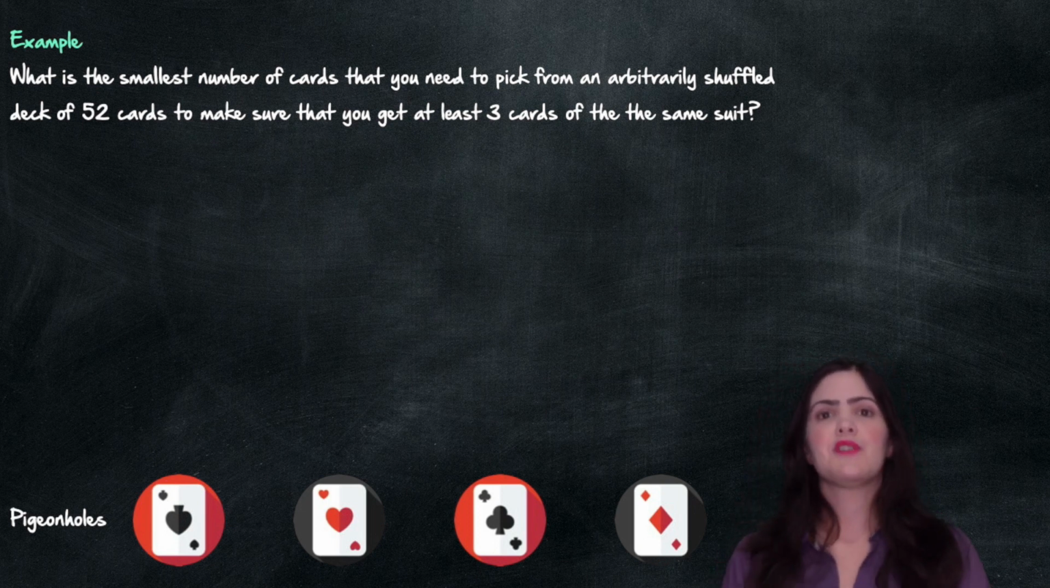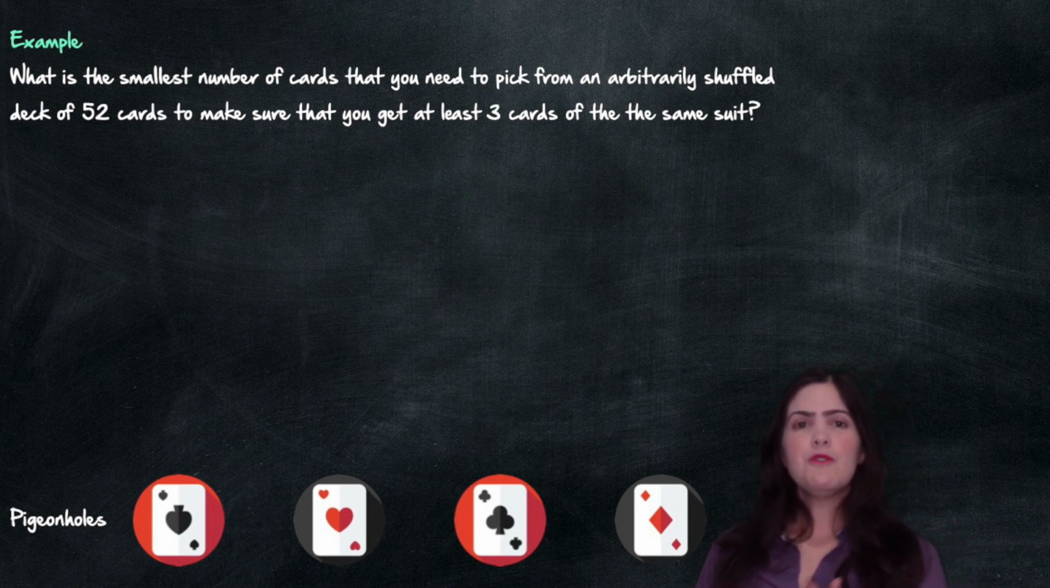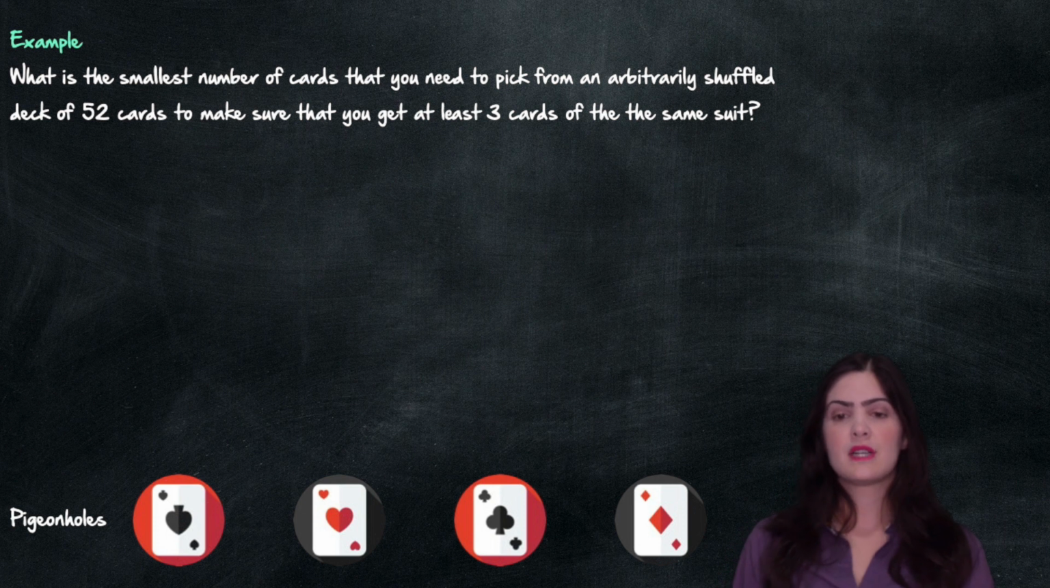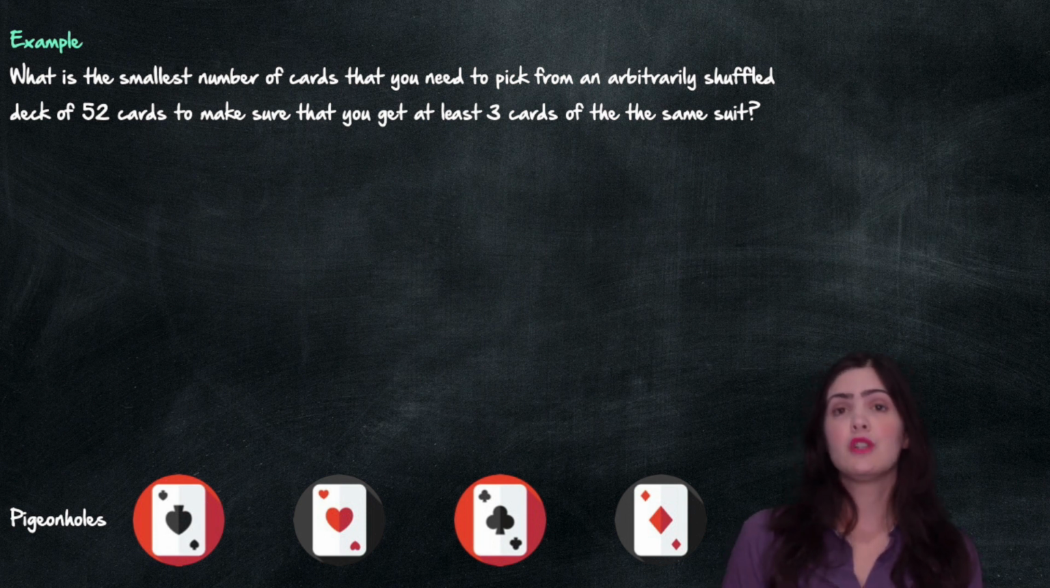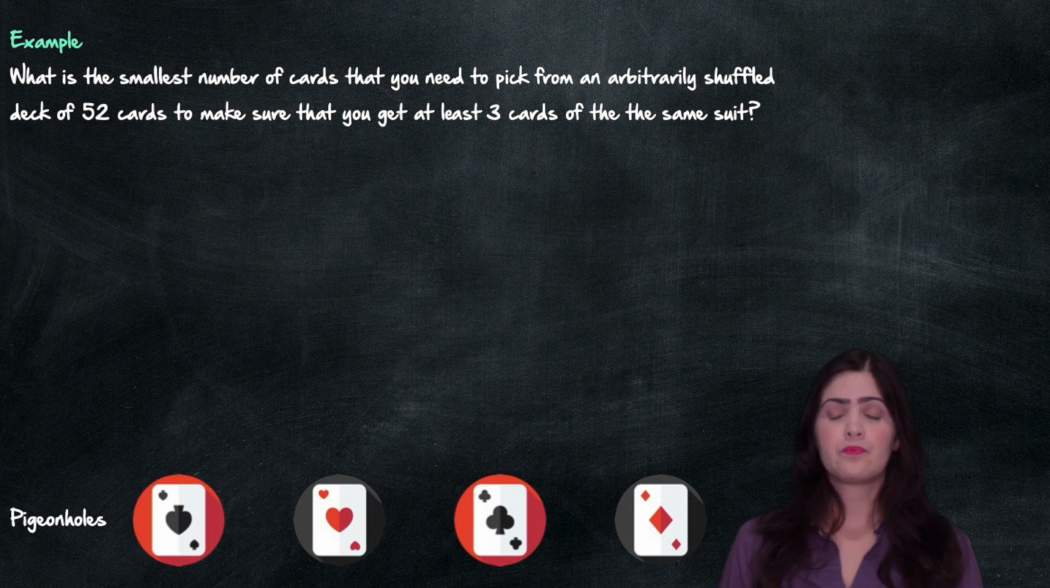Now let's take a look at this other example. Well, we want to find what's the smallest number of cards that we need to pick from, again, a deck of 52 cards to make sure that you get at least 3 cards of the same suit. Maybe you're playing a game and you want to know how many cards you need to draw to make sure you win, and winning means getting 3 cards of the same suit.